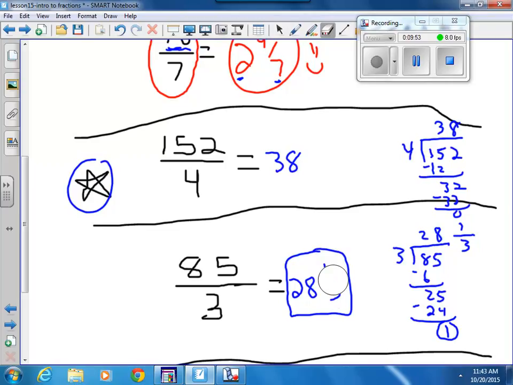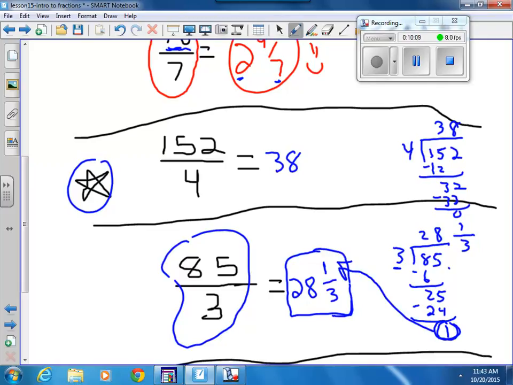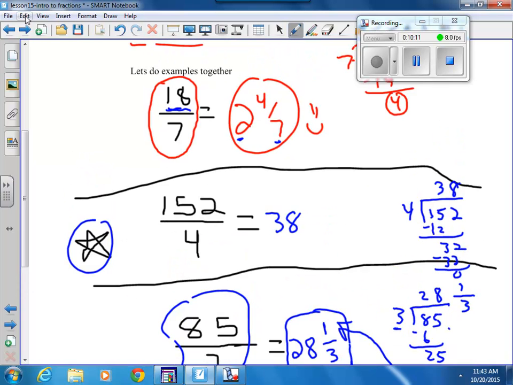Sorry, my handwriting's a little crazy there, the pen. So 28 1/3. So really just practice that mechanism of taking your improper fraction, dividing your denominator into your numerator, and looking for the remainder. And notice where the remainder goes. All right, hope that helps.